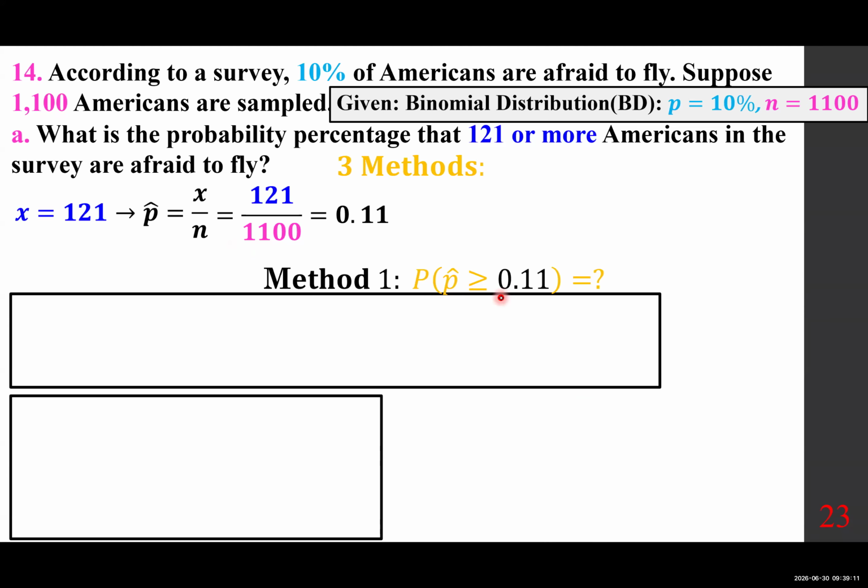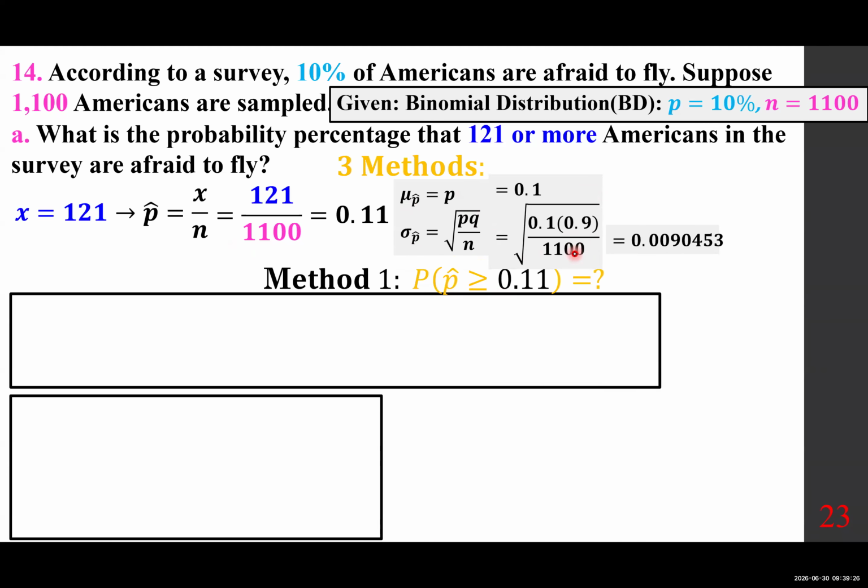So if that is the case, mu of p hat is p, sigma of p hat is the square root of pq over n. Just like the previous page, this one doesn't change. This one we have to put into a calculator to get the sigma of p hat. This is the answer, and we can go with that. So lower is 0.11 because it's larger than or equal to 0.11.